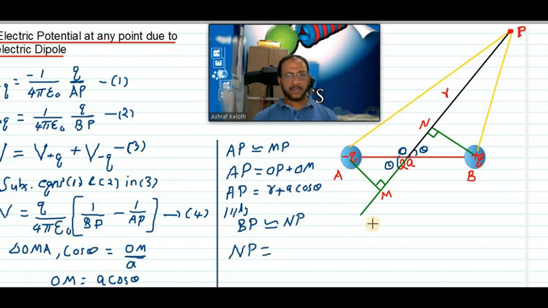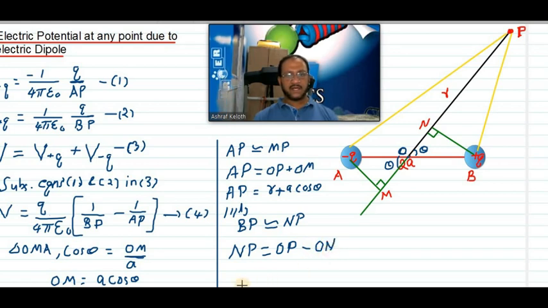So BP is approximately equal to NP. But NP is equal to what? NP is OP minus ON. From this total OP, we have to subtract ON.